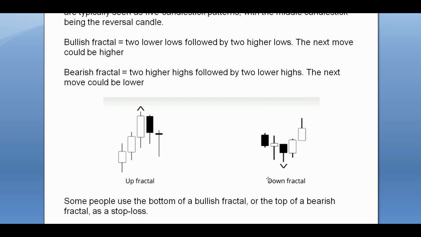Okay, so for example, with the bullish fractal, remember we talked about how you might take a long position here at the close of that 5th candlestick. So you might go long here, and you might put your stop loss at the bottom of that middle wick here, the wick of the middle candlestick, which is the lowest point of the 5 candlesticks. You might put your stop loss here.